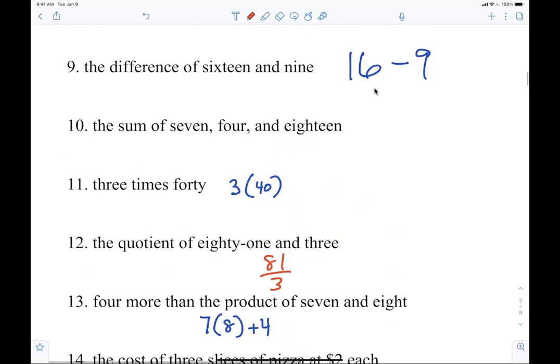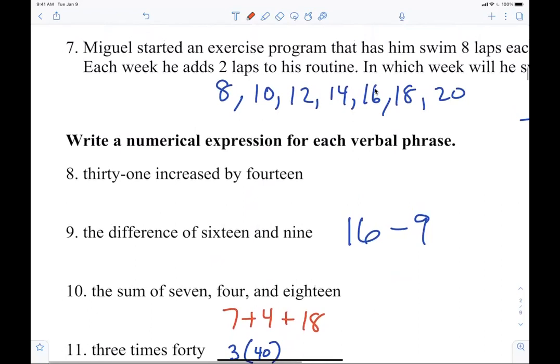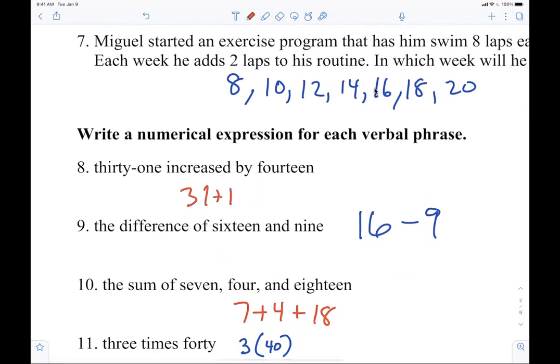Aiden. Number 10. What does that mean? But you do 7 plus 4 plus 18. That's it. 7 plus 4 plus 18. They're just making sure you know the words. All right. Lila, 31 plus 14. 31 plus 14 is perfect.